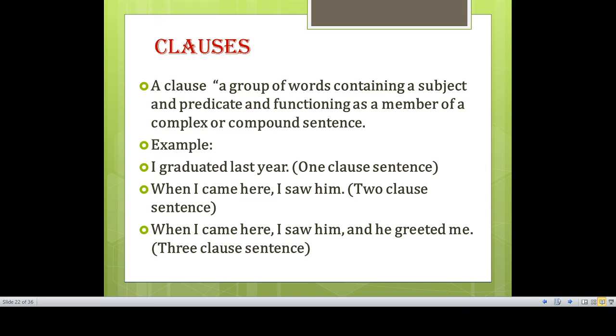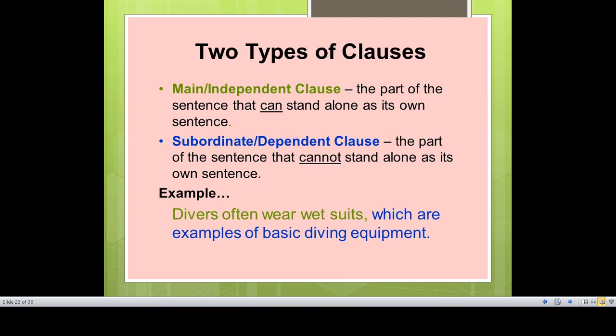Quite natural. Now, we need to look at the two major important types of clauses. These are areas where you need to be careful. The first one you call the main or the independent clause. From the name itself, it's very clear and comprehensible that it can stand on its own. It's a main thing and it can stand independently. The part of the sentence that can stand all alone.